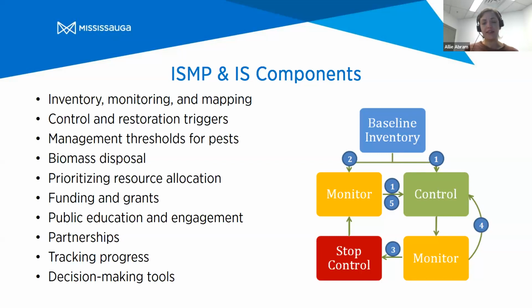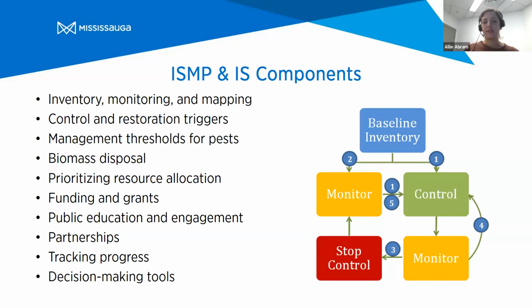So you can actually see on the right-hand side here, I have this image of one of our decision-making tools. There's a big chart with management triggers that goes along with this tool. But basically what it is showing is that depending on what triggers exist, you may move from a baseline inventory where you're just identifying what invasive species are there to either controlling the population or maybe you're not going to continue to monitor the population.